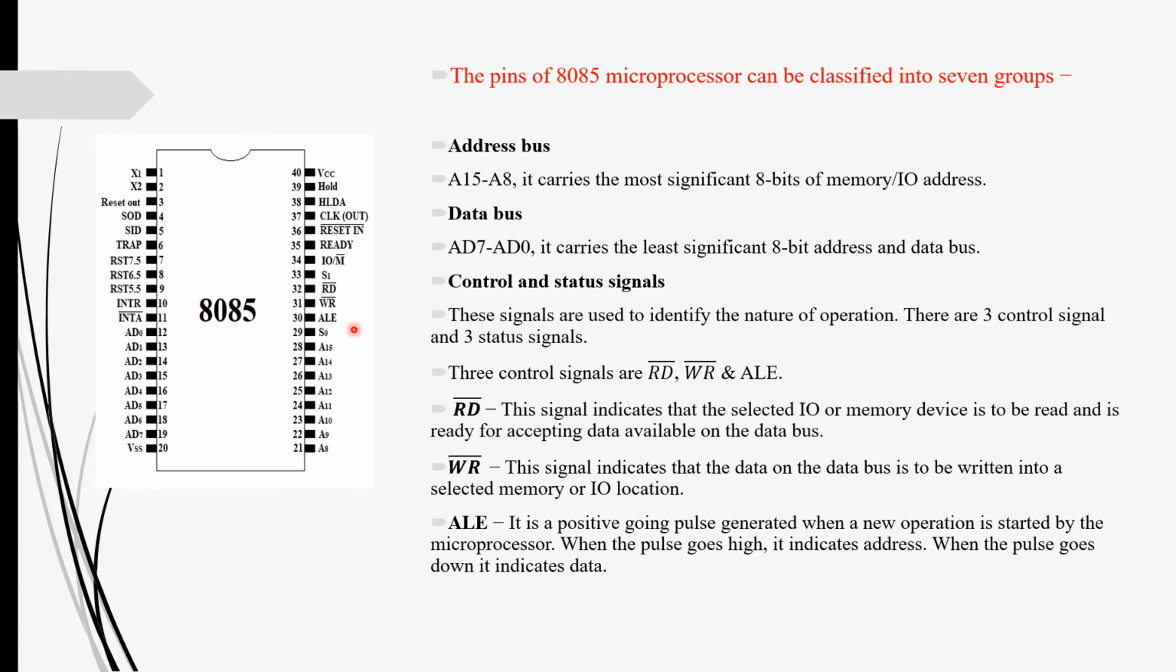Read bar. This signal indicates that the selected input-output or memory device is to be read and is ready for accepting data available on the data bus. This is write bar. This signal indicates that the data on the data bus is to be written into a selected memory or input-output location. And the ALE pin is a positive going pulse generated when a new operation is started by the microprocessor. When the pulse goes high, it indicates address. When the pulse goes low, it indicates data.